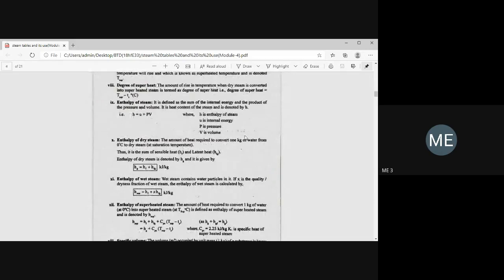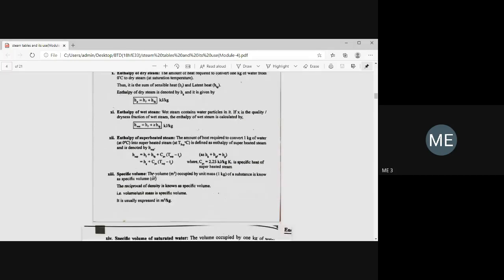So we learned three steams like dry steam, wet steam, and superheated steam. Based upon that, we are having the three enthalpies. One is enthalpy of dry steam, enthalpy of wet steam, and enthalpy of superheated steam. You remember, the enthalpy of superheated steam is given by the formula H super equals Hf plus Hfg.